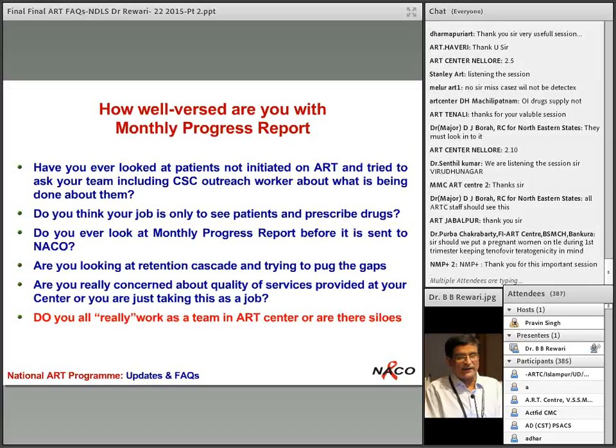Are you looking at retention cascade 2.12? Most of the medical officers do not know what is 2.12 and what is 2.12A to E, but some guidance has been sent in the recent past on this, and I request you to look at the retention cascade carefully. That will tell you how many patients you are losing.